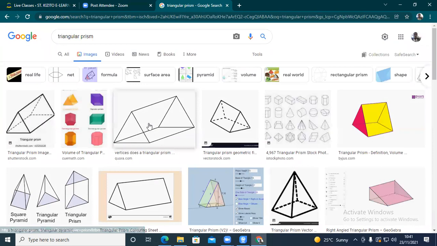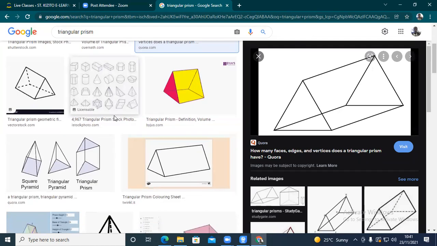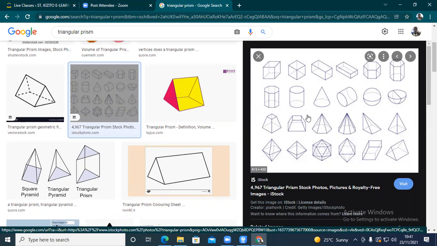Okay, so this is a triangular prism, something like that. Cynthia, I hope you are following. This one can give us the whole overview of what prisms are. So we have the rectangular, the cube, the rectangular, the hexagonal. I think this is 1, 2, 3, 4, 5, 6. This is hexagonal, this is also hexagonal, and like that.